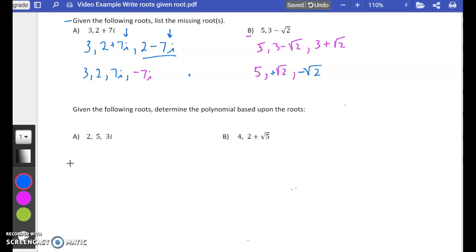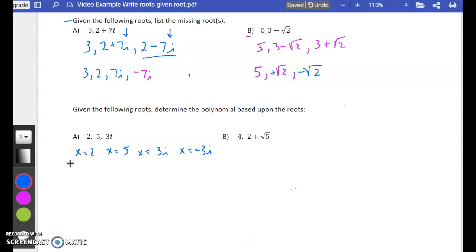We have given the following roots. Determine the polynomial based upon the roots. So this is where we're going to write out the polynomial given the roots. And here we're going to have x equals 2, x equals 5, x equals 3i, and that's a positive 3i, and that means we also have x equals negative 3i.